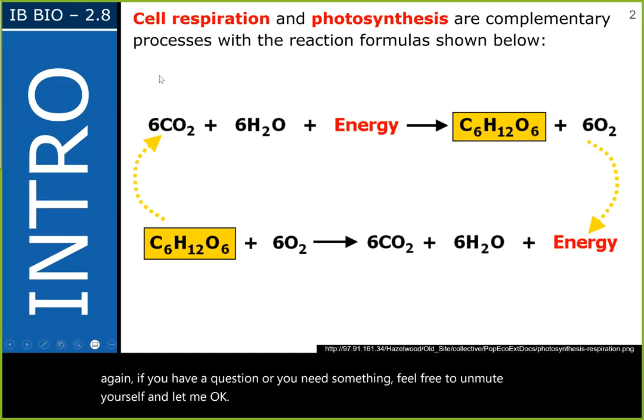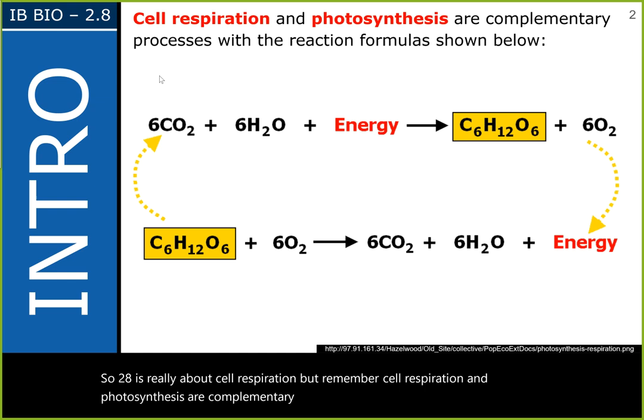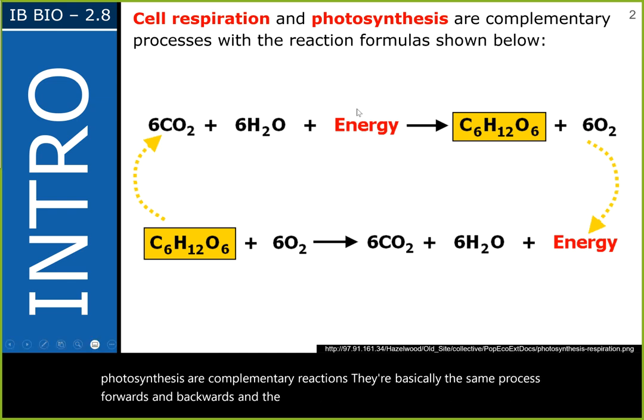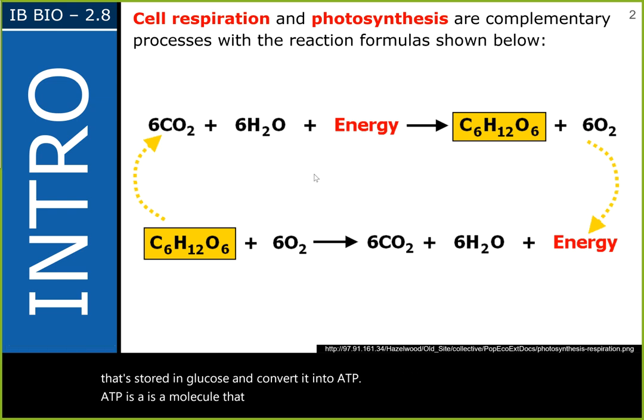So 2.8 is really about cell respiration. But remember, cell respiration and photosynthesis are complementary reactions. They're basically the same process, forwards and backwards. And the purpose of cell respiration is to release energy that's stored in glucose and convert it into ATP. ATP is a molecule that stores energy that your cells can use.